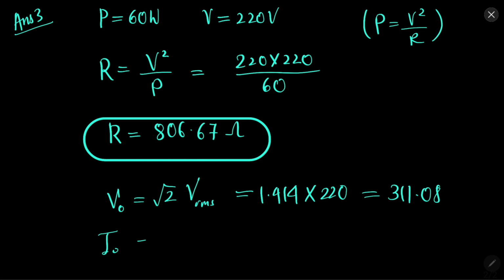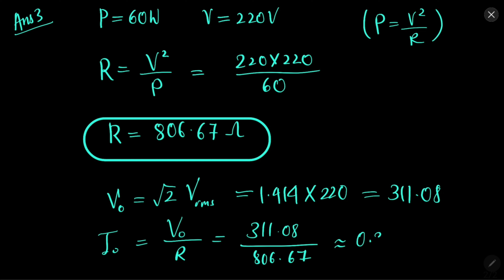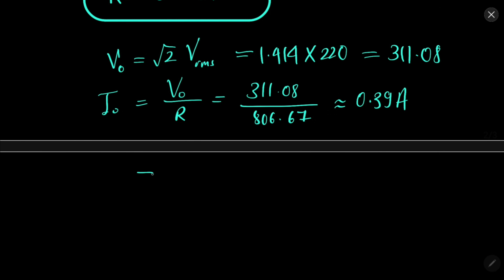So I0 will be V0 over R. So 311.08 over 806.67. So it will give us approximately 0.39 ampere. So I0 will be approximately 0.39 ampere.